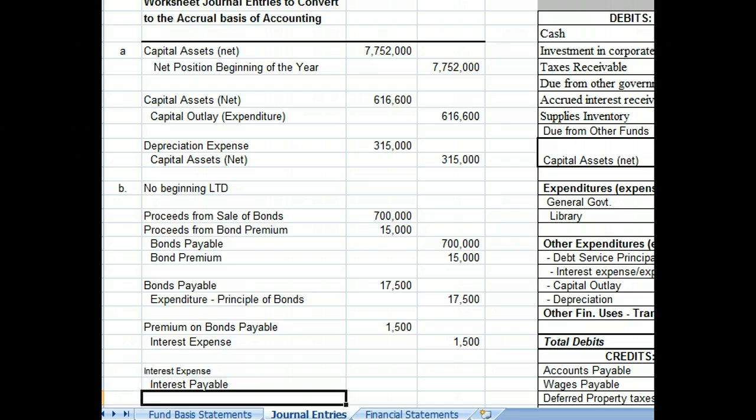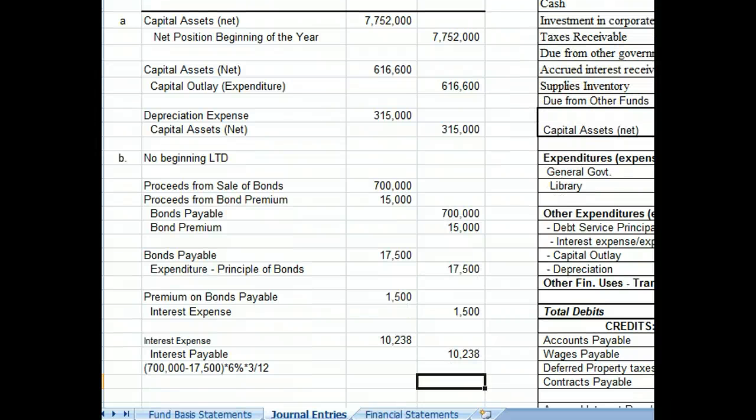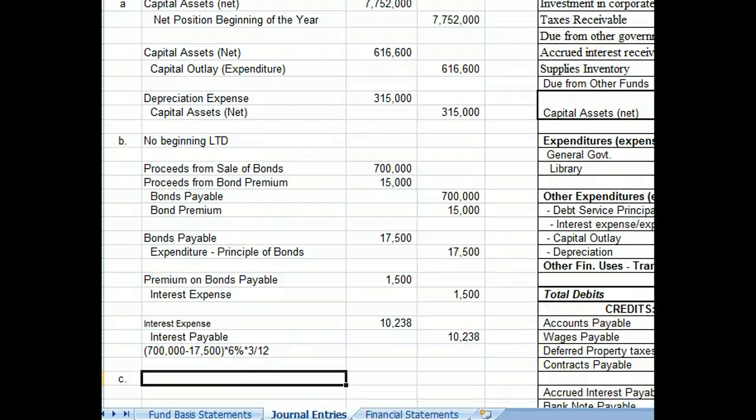Our calculation for that will be, let's put that down here, 700,000 minus the 17,500, which was a reduction in our principal payment, times our interest rate of 6%, times 3 months divided by 12. When you calculate that out, you should round it to about $10,238, and that would be your interest payment. Now let's look at what we have for deferred property taxes.